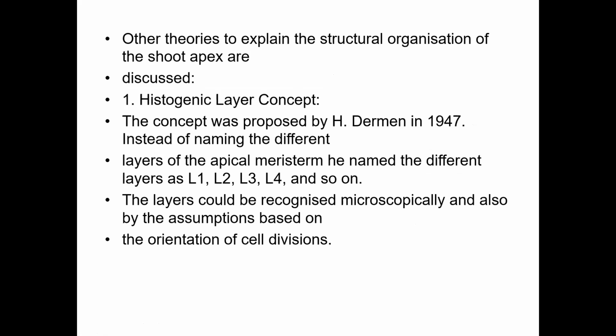So another theory to explain the structural organization of the shoot apex is the histogen theory. The concept was proposed by Darwin in 1947. Instead of naming the different layers of the apical meristem, he named different layers like L1, L2, L3, and L4. The layers could be recognized microscopically and also by assumptions based on the orientation of the cell division.